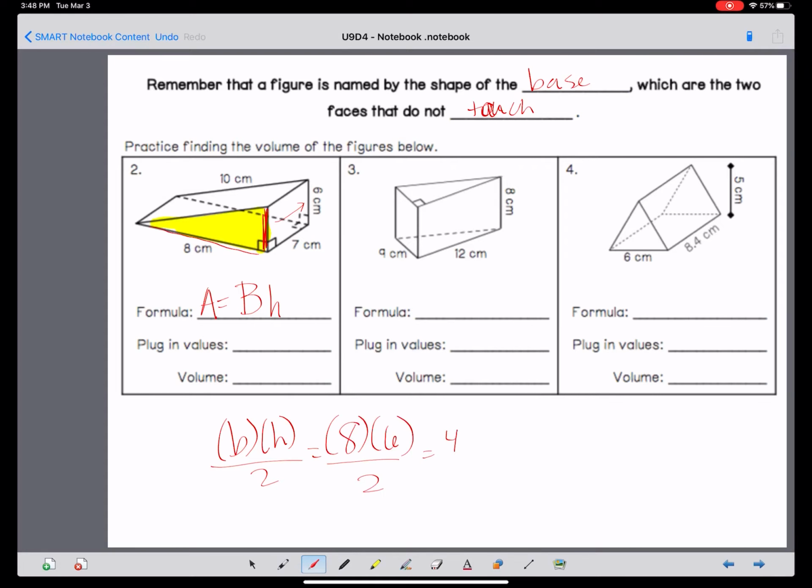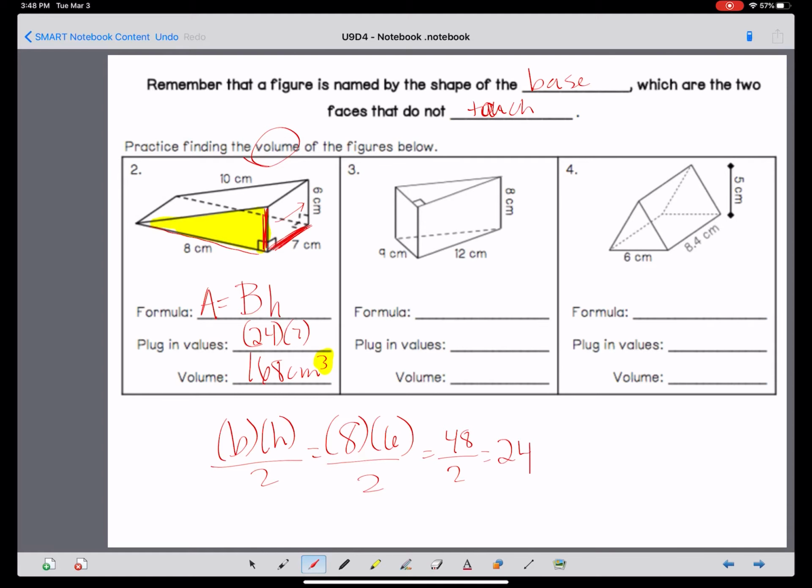8 times 6 is 48. Divide that by 2, and we should get 24. So we got 24 for the area of the base, and now we need to times it by the height. Well, the height is always going to be the distance in between your two bases, which is 7. Let's times by 7. 24 times 7, and that should give us 168 centimeters cubed. I'm cubing my answer because we need to find the volume, and volume is cubed. All right, let's do the formula for number 3.